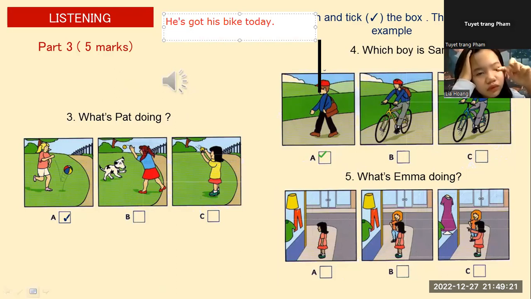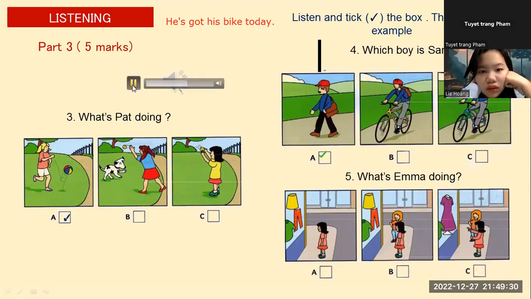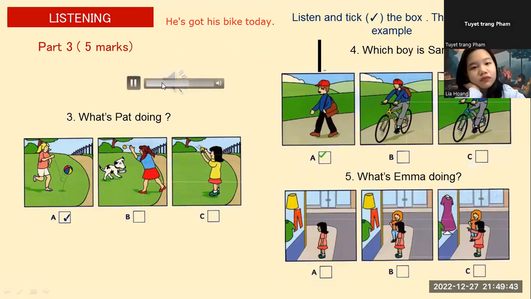Okay. Can you see? Why you choose B? Sao con chọn hình B vậy con? Again. Okay. Again. Look at the pictures. Listen and look. There is one example. Which is Anne?